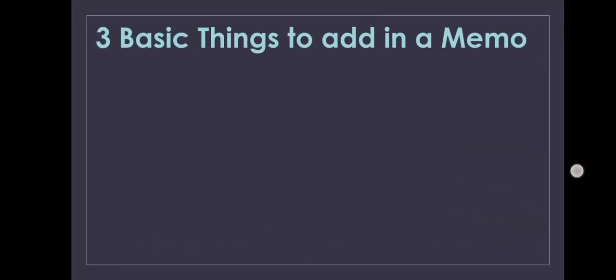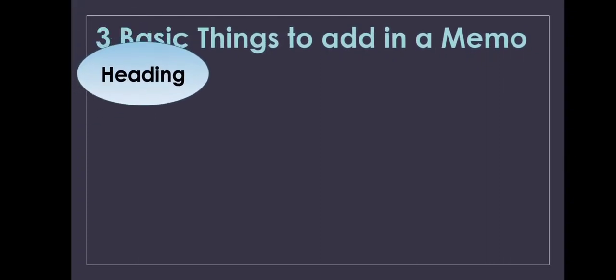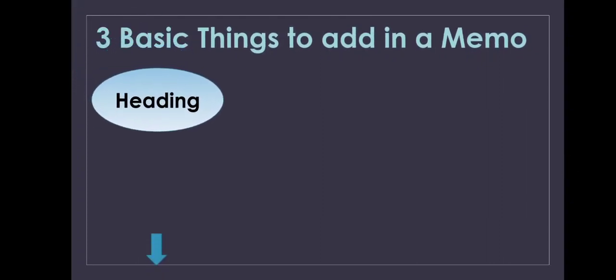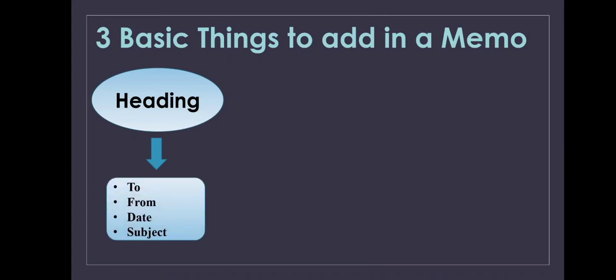There are three basic things you have to add in your memo. The very first is the heading. What is a heading? It is basically four basic elements that a heading entails in a memorandum: to, from, date, and subject. In our next slides we will look at all of these in detail.